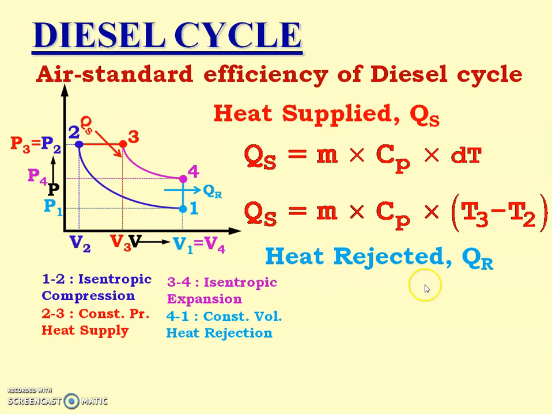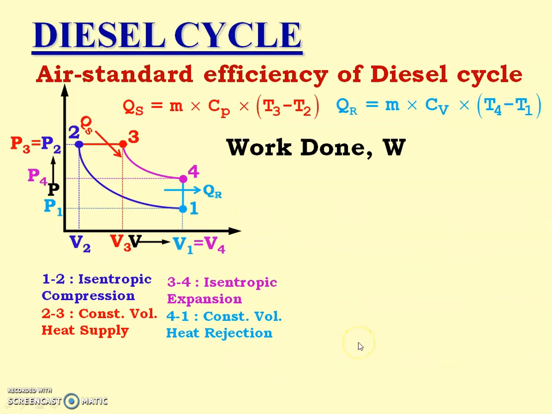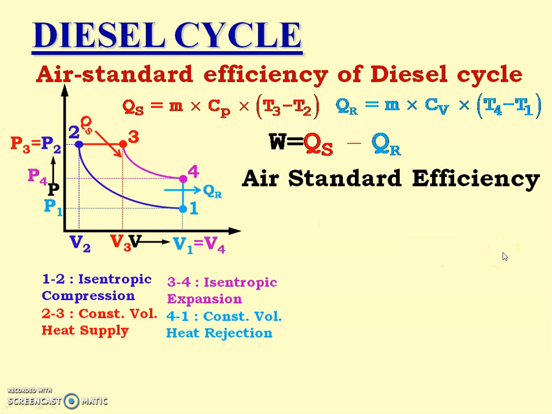Now heat rejection. Heat rejection takes place during which process? 4 to 1. And what is the process? The process is the constant volume process. And the equation for heat transfer for a constant volume process is m Cv delta T. What is delta T for the process 4 to 1? It is T4 minus T1. So we have got the equations for Qs and Qr. Now work done is equal to Qs minus Qr. Now air standard efficiency is equal to work done upon heat supplied.